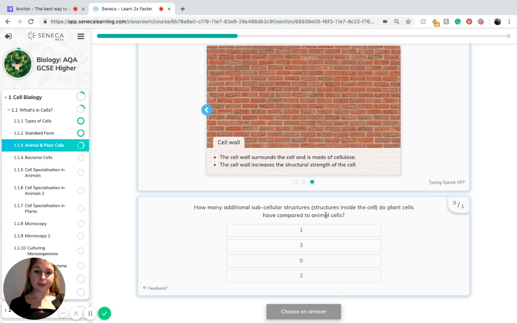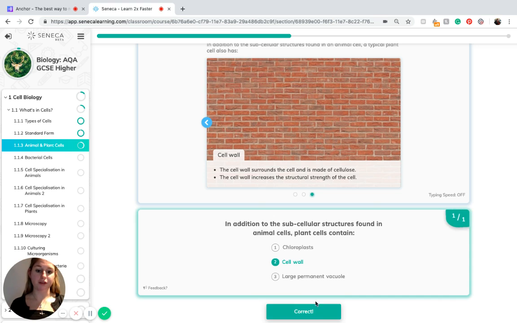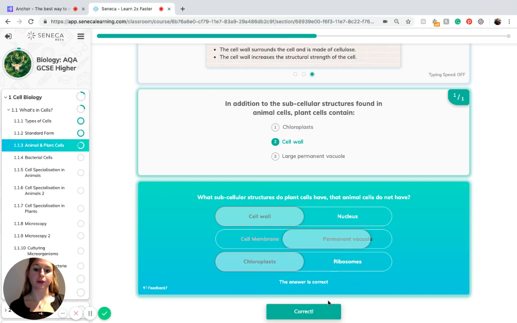So how many subcellular structures inside the cell do plant cells have compared to animal cells? So we know that they have a cell wall, vacuoles, and chloroplasts. So it's 3 subcellular structures. As I said, in addition to the subcellular structures found in animal cells, they have chloroplasts, a cell wall, and a large permanent vacuole. And so plant cells: cell wall, permanent vacuole, and chloroplasts.